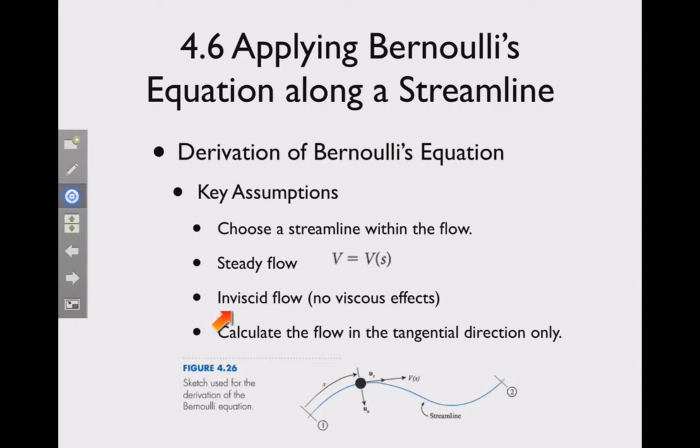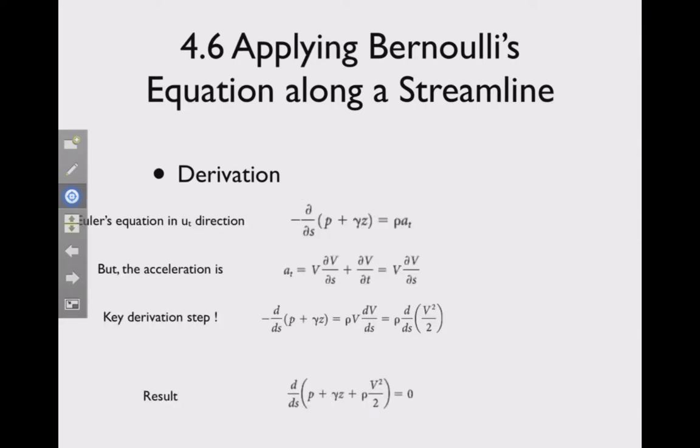It's also inviscid flow, so we're assuming there's no viscous effects, there's no resistance to the flow. And in deriving this equation, we're only going to calculate the flow that's tangential. So we'll only be dealing with this vector right here. We will not be considering the normal vector. So to derive this, we set up our normal equation.